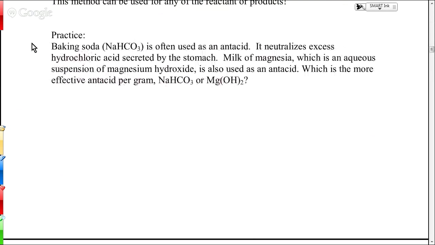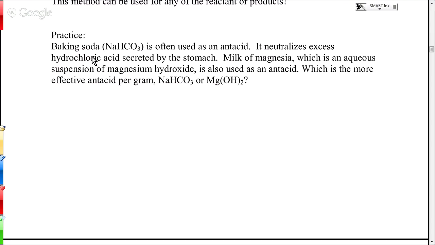Baking soda is often used as an antacid. It neutralizes excess hydrochloric acid secreted by the stomach. Milk of magnesia, which is an aqueous suspension of magnesium hydroxide, is also used as an antacid. What is the more effective antacid per gram, sodium bicarbonate or magnesium hydroxide? We're actually going to do this experiment in lab in a couple weeks. We're going to look at some different antacids and analyze which one's more effective based on this. But let's look at how we would use some of these calculations to figure this out.